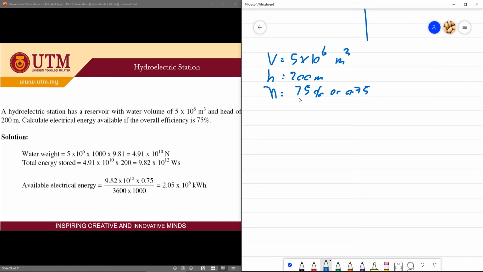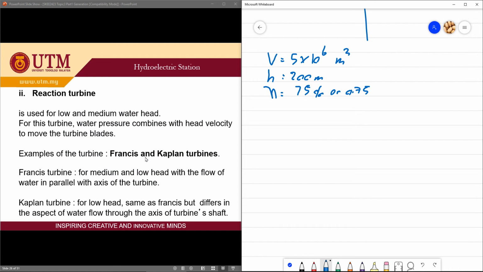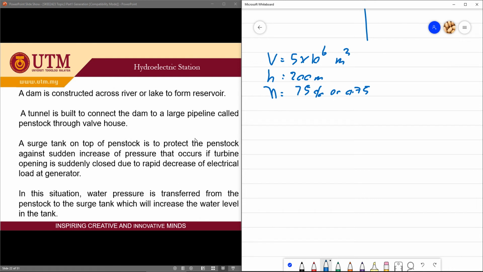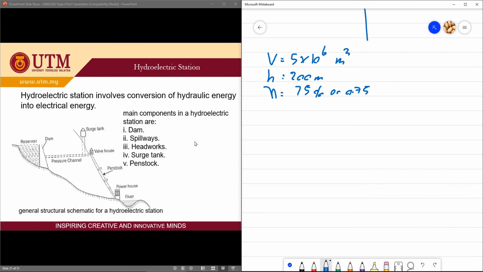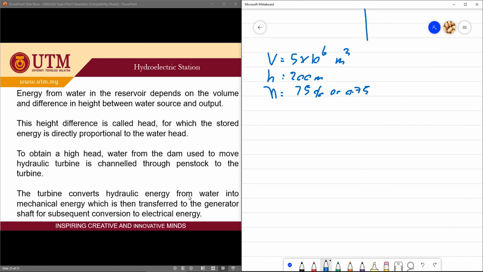So how to solve this? Calculate the electrical energy. So you have to calculate the hydroelectric energy. Okay, remember this one. Hydroelectric. Okay, the hydraulic energy. You can see here the efficiency is 0.75. This one is electrical, and this one is hydraulic energy. So you have to calculate this first, and then you use the efficiency to get the electrical energy.